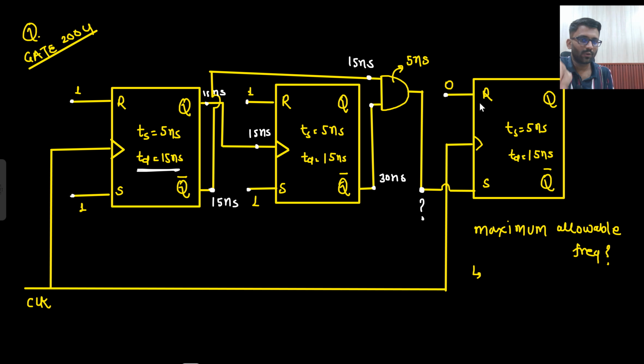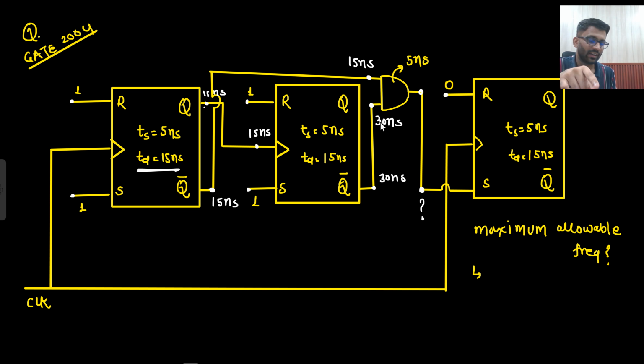Okay, let's call them flop 1, flop 2, and flop 3. So the input of flop 3 depends on the outputs of flop 2 and flop 1. The output of flop 2 depends on the output of flop 1, because that is the clock. The 15 nanosecond clock is fed here, so that will come after 15 nanosecond, and after a further delay of 15 nanosecond, this will come out. So this comes out at a delay of 15 nanosecond, and this at a delay of 30 nanosecond. Because this delay is more, this one will have to wait for that one. You are calculating worst case delay.